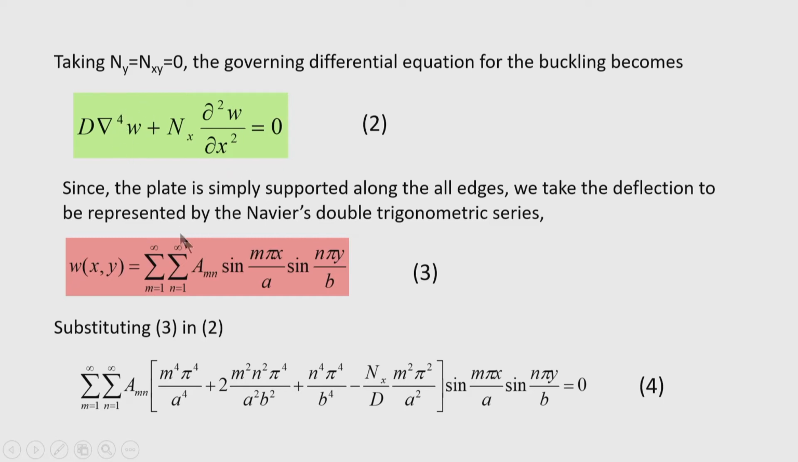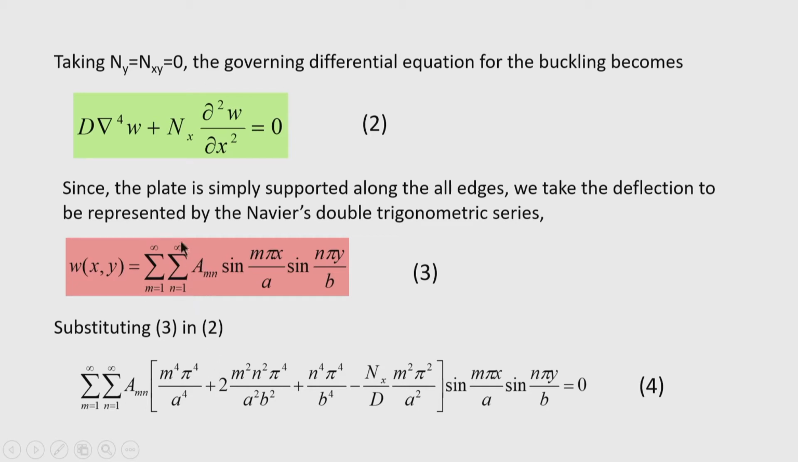If you expand this and then substitute here, then you will find that m to the power 4 pi to the power 4 by a to the power 4 into sin m pi x by a into sin n pi y by b. This term will be there, and this term will be coming due to differentiation of this function 4 times with respect to x.